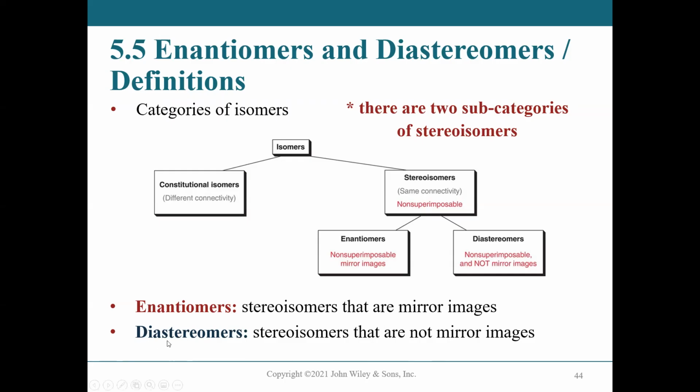And some examples of diastereomers would be the cis and the trans. And remember, enantiomers will have the same physical properties, except when we're looking at rotating light. But if we're looking at something like melting point, they're going to have the same physical properties. Diastereomers, now, they're going to have different physical properties.